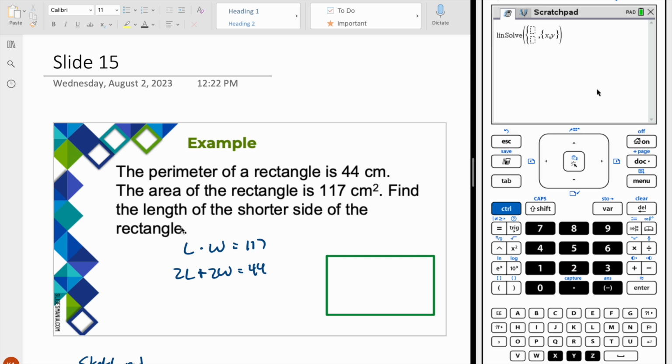You would then insert these two equations into our spaces. So x times y is equal to 117 and 2x plus 2y is equal to 44. You would then go ahead, hit enter, and at that point you would be able to solve your problem. Let's go ahead and take a look at slide 16.